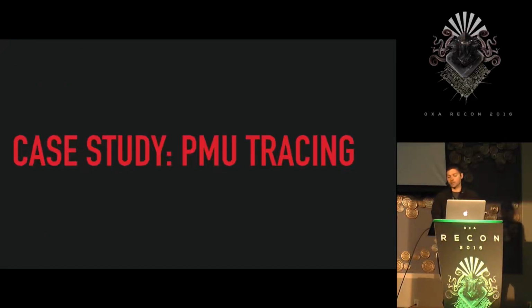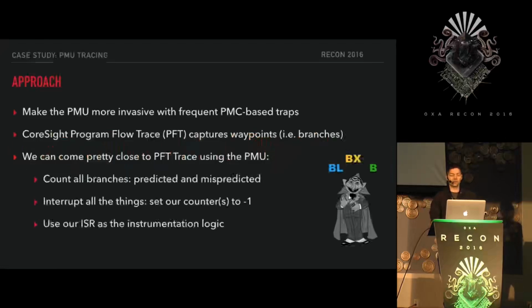So our first case study is going to be using the PMU to do some instrumentation, specifically tracing. Our approach, much like the paper I referenced, is that we want to cause frequent PMU overflows in order to interrupt and trap instructions or branches. CoreSight's program flow trace captures basically branches, which it calls waypoints, and we can come pretty close to the same functionality using the PMU. So we want to count all branches, both predicted and mispredicted.